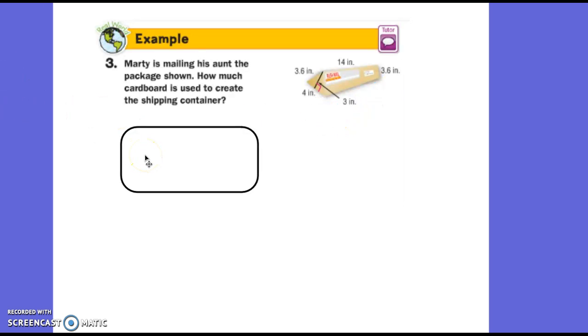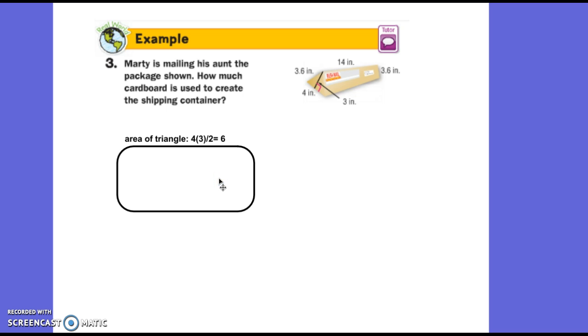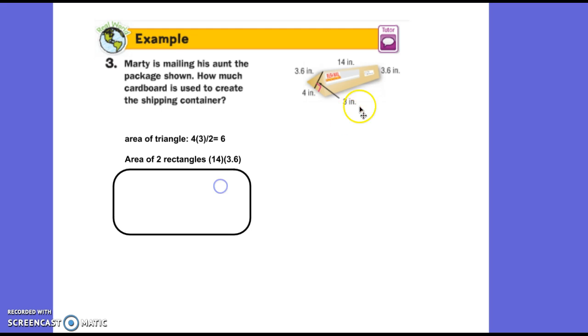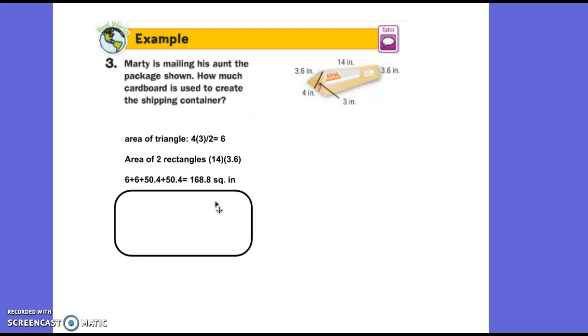This first one says Marty is mailing his package shown. How much cardboard is used to create the shipping container? If you need to do this, you're going to want to split it into your 2 triangles and your rectangles again. Then you're going to have 4 times 3 divided by 2, which is 6. But you have 2 of those triangles, so you're going to have to account for that. And then the area of the 2 rectangles, this 3.6 by 14, that's 2 of them, and then you have to go back and do the bottom one.